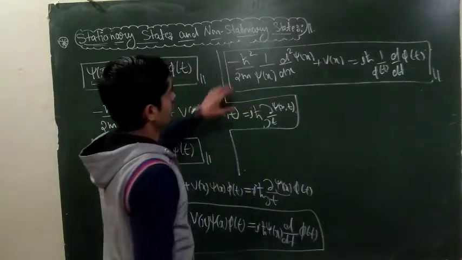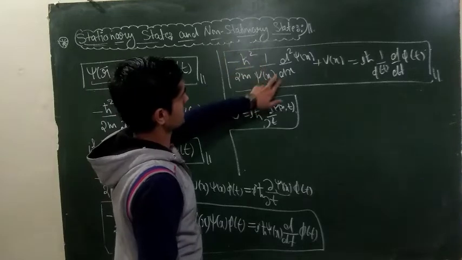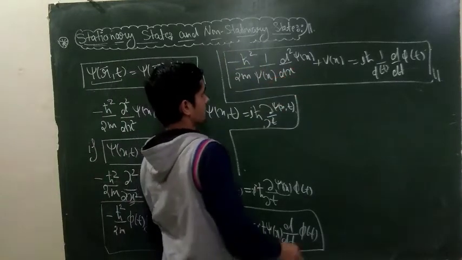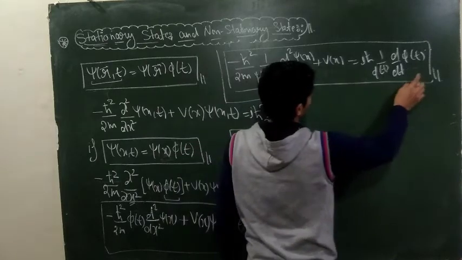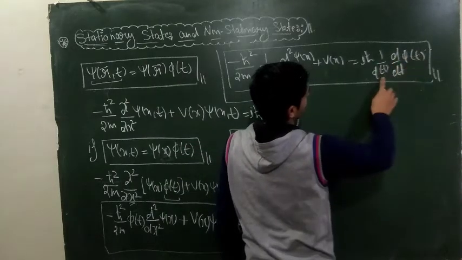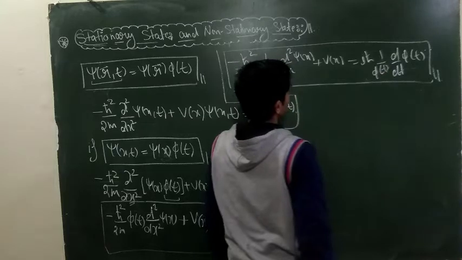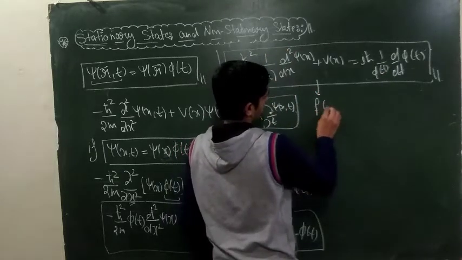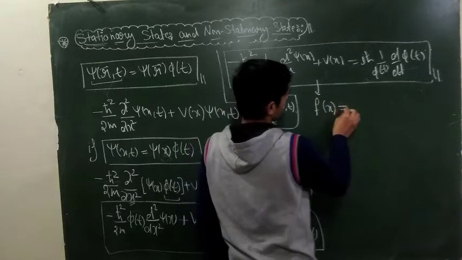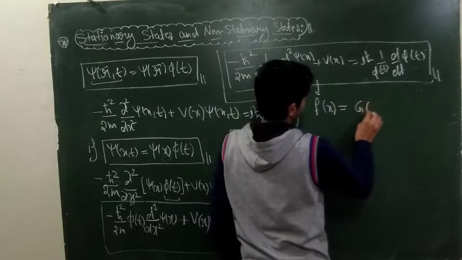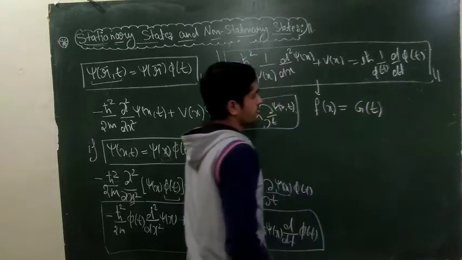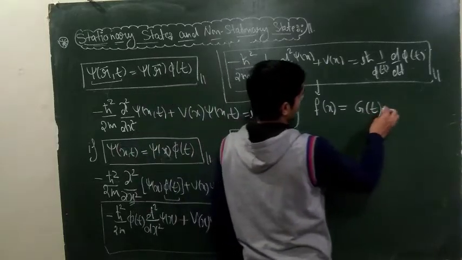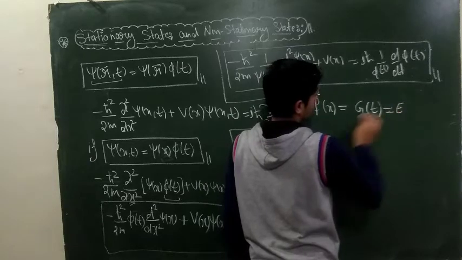Why? Because on the left hand side you have all the functions of x only, the space coordinate, and on the right hand side there are just the time dependent functions. Now the left hand side, a function of the space coordinate, is equal to a function of the time coordinate, which can only be true when these two functions are individually equal to some constant, right?